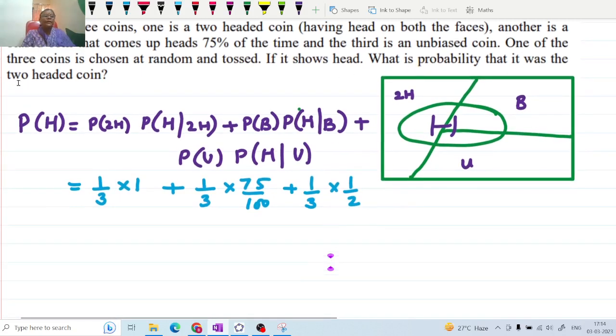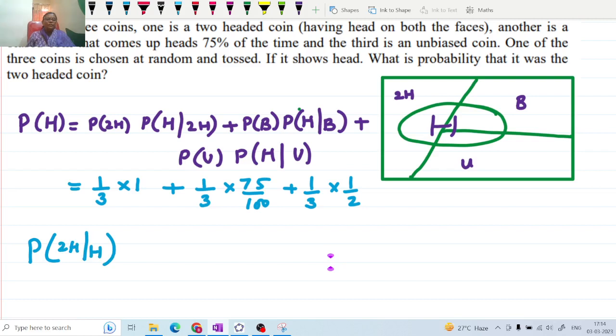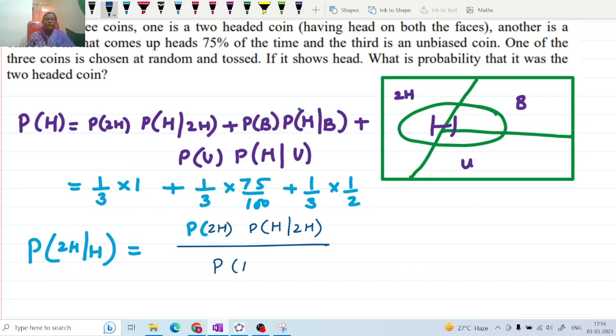Now, next, that's not the question. You have to find the probability that it was from the two-headed coin. It doesn't stop there. You have to go ahead. You have to find the probability of the two-headed coin when it's head. So what is the answer to this? It is the probability of two-headed multiplied by the probability of head when it is two-headed, upon the total probability, that is the probability of head. Now see here, I have not gone for any calculation. Please avoid calculation here. Instead, you write down the same expression.